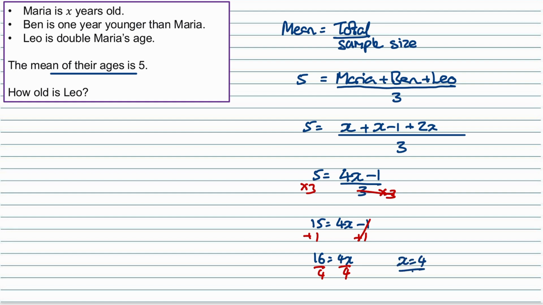But x is Maria's age, and we want Leo's age. So Leo is double Maria's age. So 2 times 4, Leo will be 8 years old. Let's try the next question.